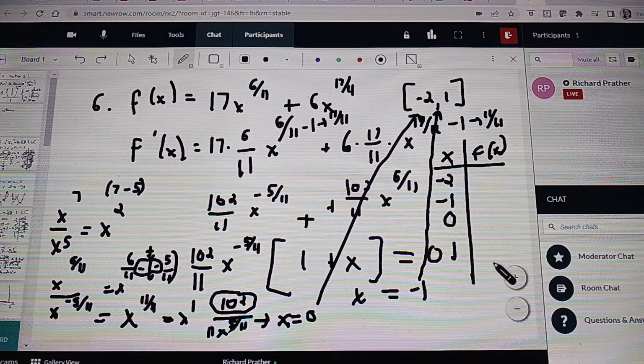And whatever the highest and lowest answers are here, even if there's a tie, those are the absolute max and min. And 0 is nice because 0 to any power is 0. This is just going to be 0 plus 0 if I plug 0 in. So the y value is 0. If you plug 1 in, that's nice too because 1 to any power is 1. So you'll get 17 times 1 and 6 times 1. That's 17 plus 6, that's 23.